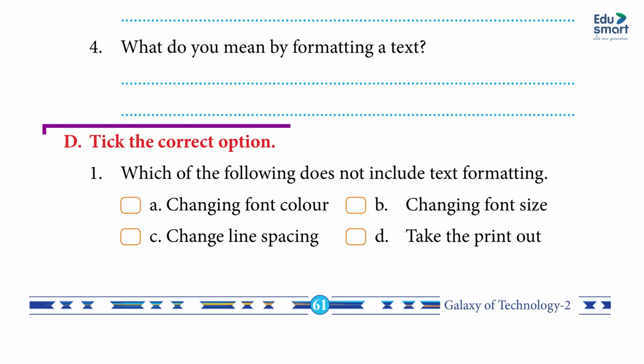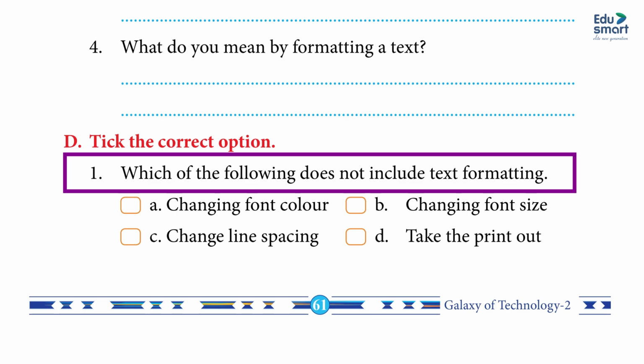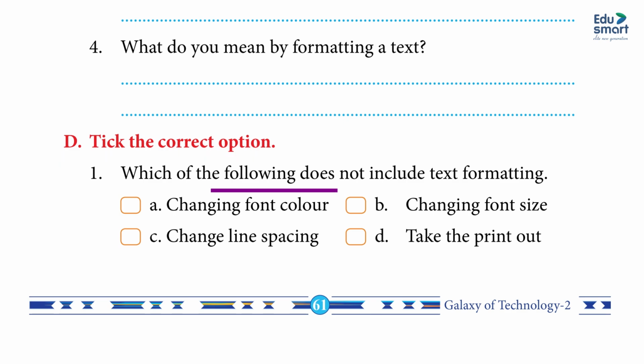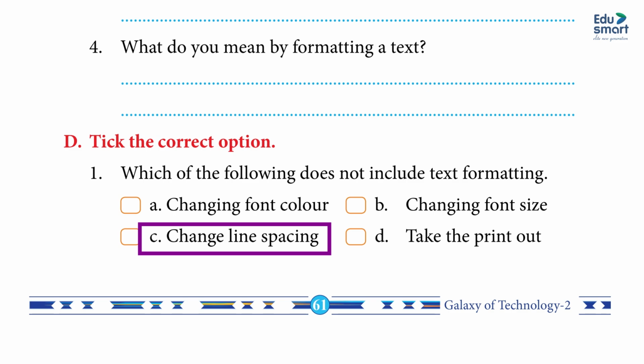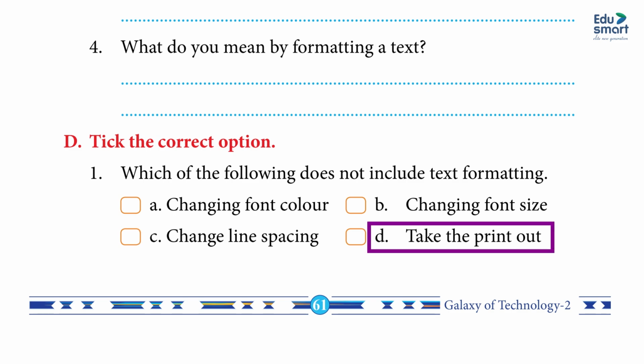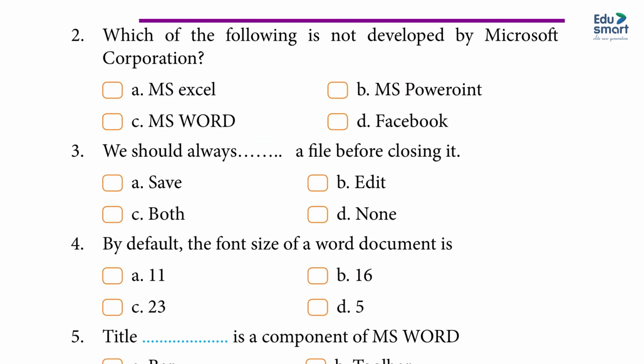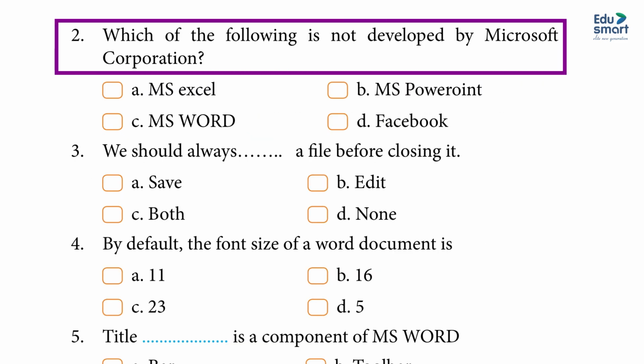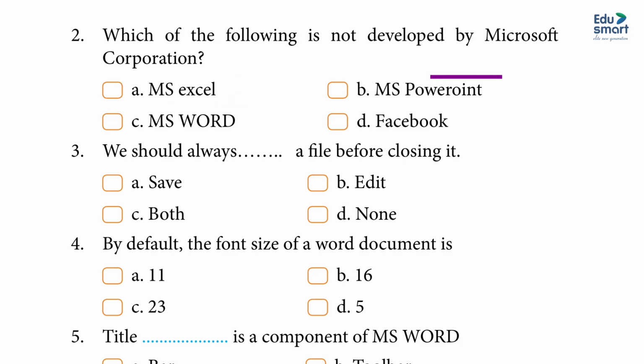D. Tick the correct option. 1. Which of the following does not include text formatting? A. Changing font color. B. Changing font size. C. Change line spacing. D. Take the printout. Answer: D. Take the printout. 2. Which of the following is not developed by Microsoft Corporation? A. MS Excel. B. MS PowerPoint. C. MS Word. D. Facebook.